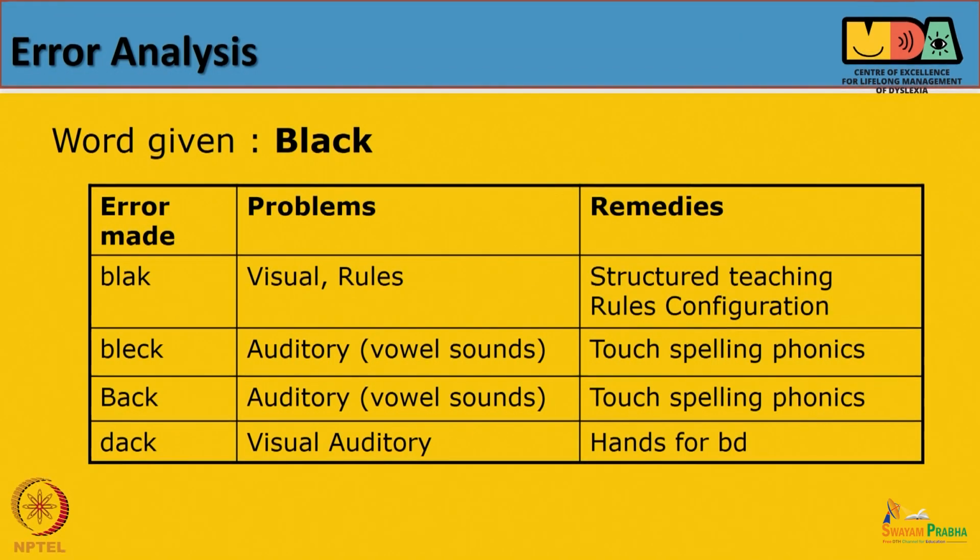Another way that he could spell the word black is as BLECK. Here, this child has got a lot of confusion with the vowel sounds.